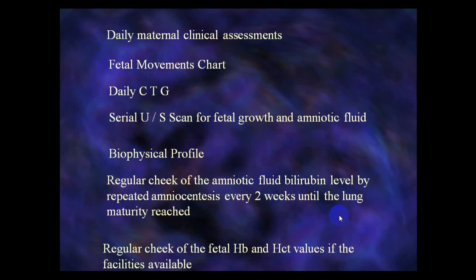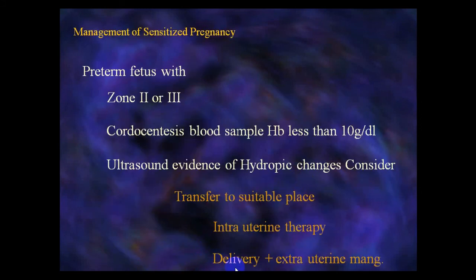delivery will occur. Daily maternal clinical assessment, fetal movement chart, daily cardiotocograph, assessment of fetal well-being, serial ultrasound and fetal growth, biophysical profile, regular checkup of amniotic fluid, and repeated amniocentesis every 2 weeks until lung maturity and delivery of the baby will occur. Regular checkup of fetal heart, Hb, and hematocrit value if the facilities are available, then delivery will occur.